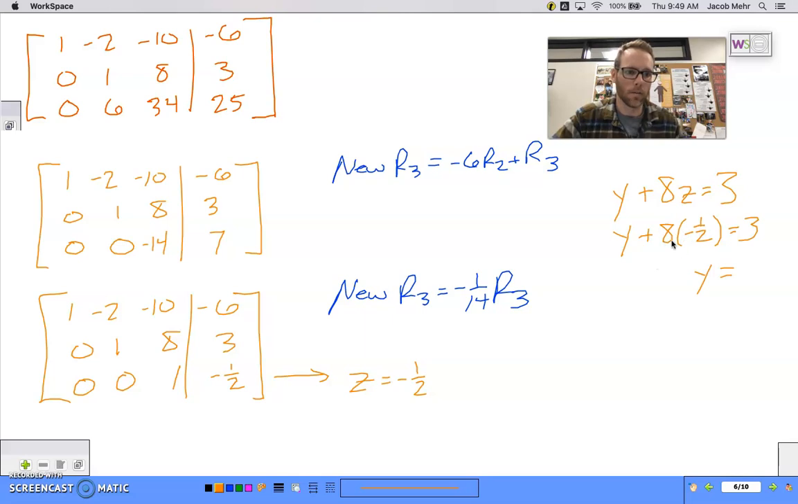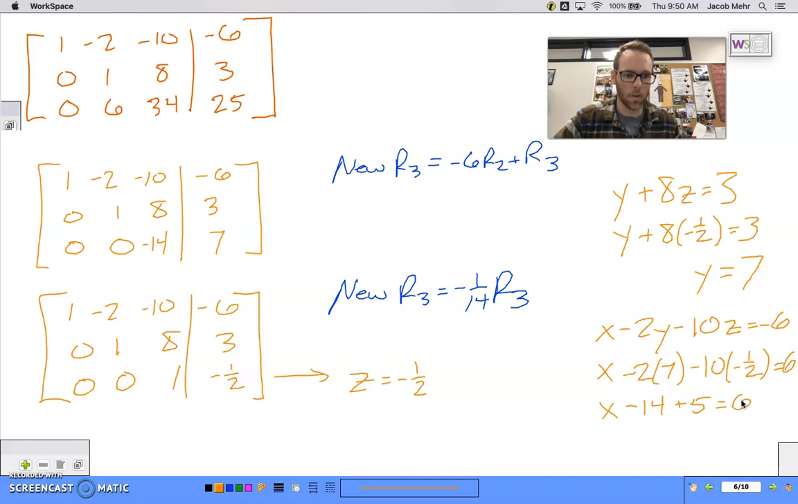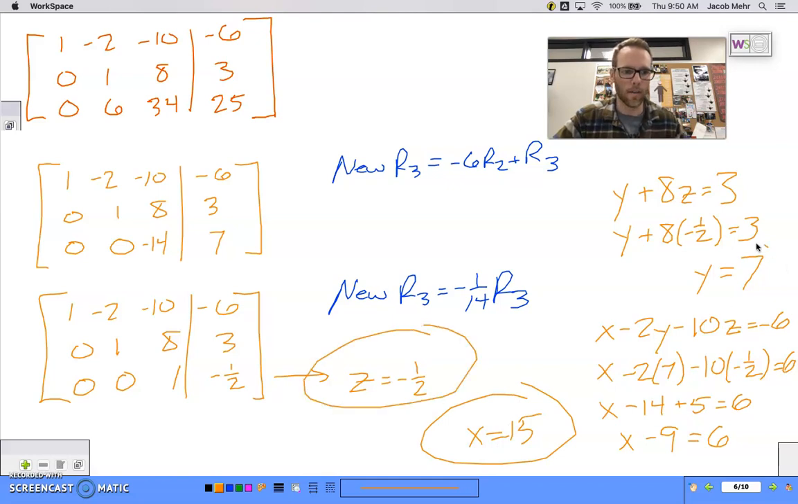y. See, that's negative 4. So when we add the 4 over, we get y is 7. Now we go to the top equation, which is 1x minus 2y minus 10z equals negative 6. And back substituting that in would look like that. So that's a minus 14. This is a plus 5, which is a 6. That is a minus 9. So when we add 9 on both sides, we get x equals 15. So right there is the solution to our system.